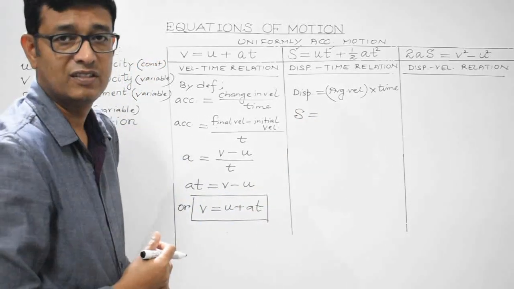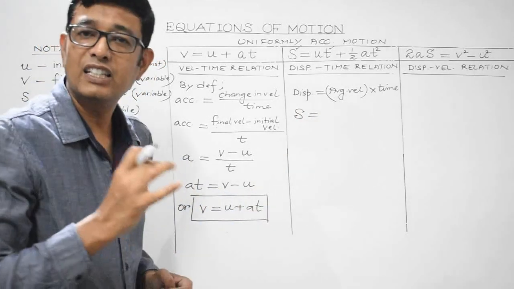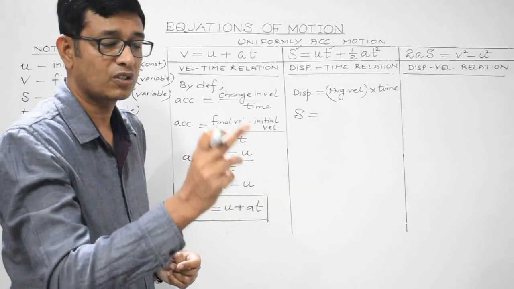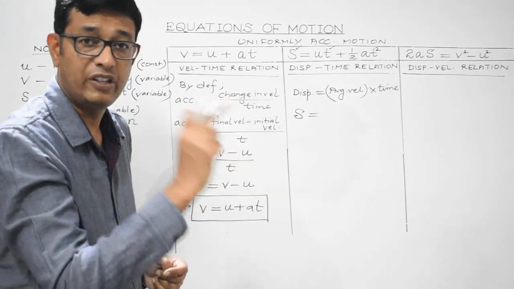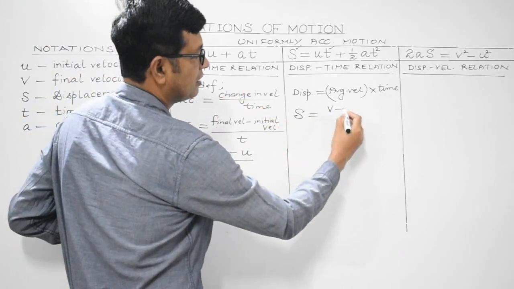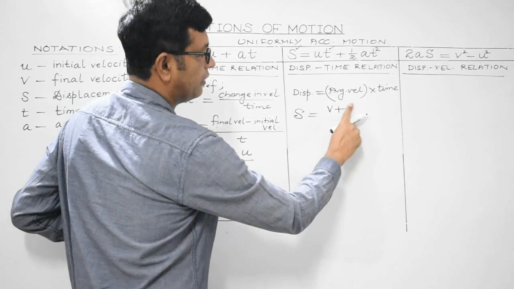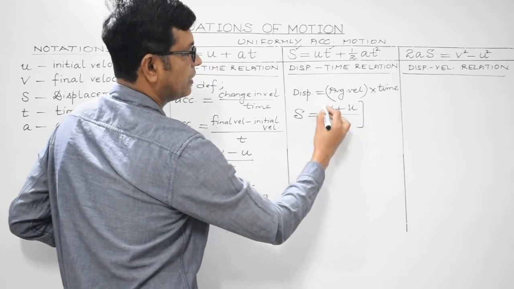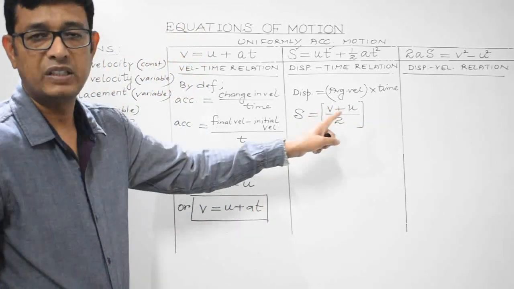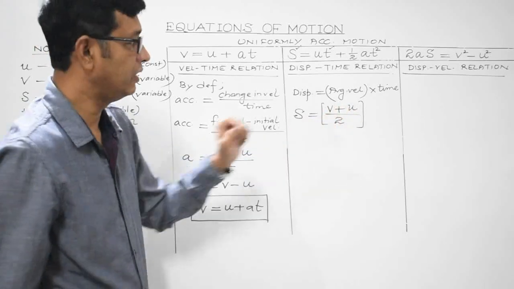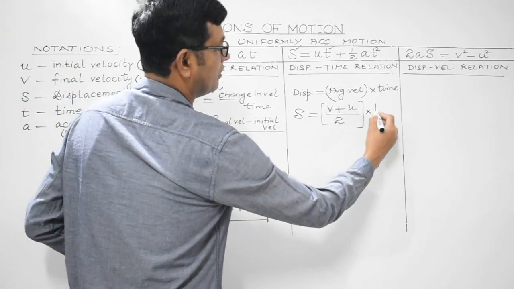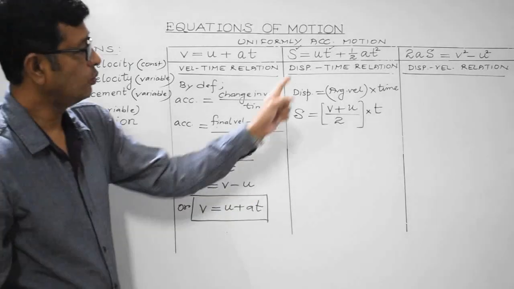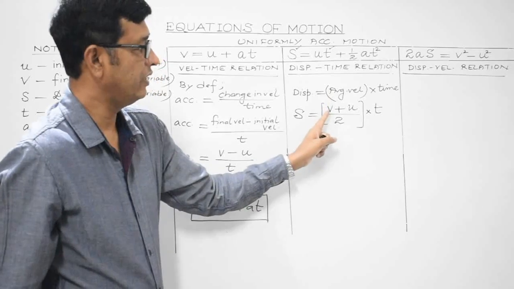Average velocity can be taken as the arithmetic mean, which is the sum of observations divided by total number of observations. Initial velocity was u, final velocity of the body is v. So average velocity can be written as v plus u divided by 2. This is basically the arithmetic mean of u and v. Time, what is the time? It is t. Clear? Now, in order to prove this relationship, we need to eliminate v.